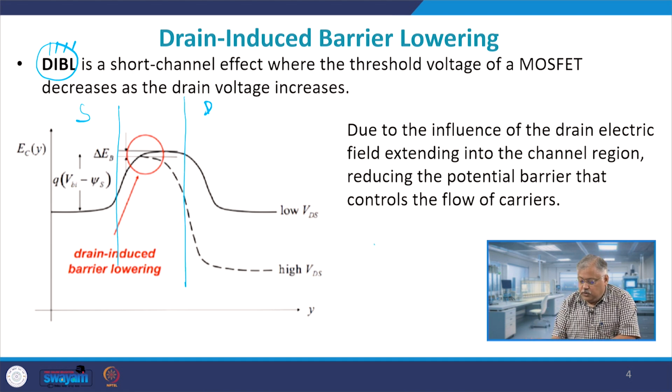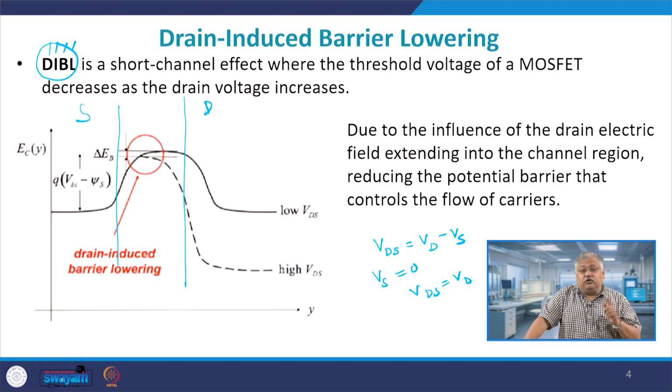So, what we are doing is applying VDS, which means I am applying a drain voltage minus Vs. Since Vs is most of the time 0, I get VDS equal to V, and this is the electron energy band diagram. So, let us go one by one as we move ahead.